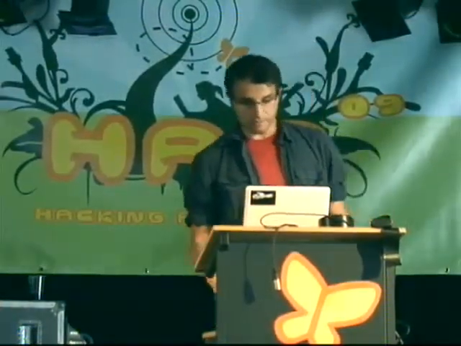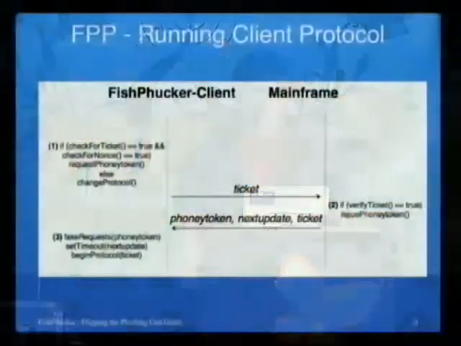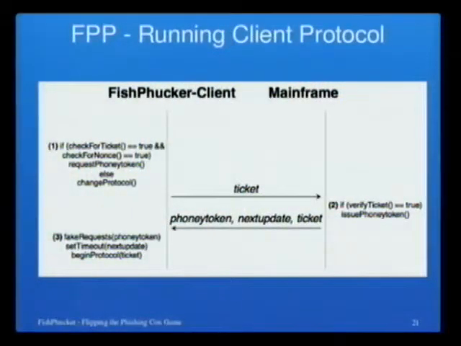So the running client protocol is a small extraction of the fresh client protocol. So it just says, okay, check for a ticket. Yes, I have a ticket. I have also a nonce. So let's request a phony token. Send the ticket to the server.